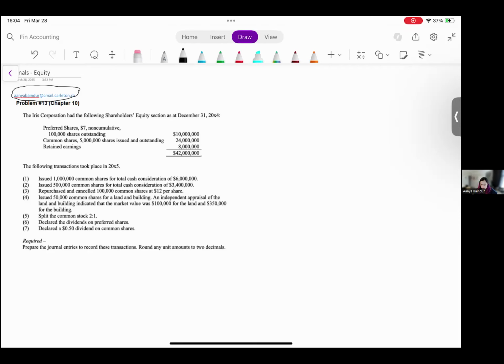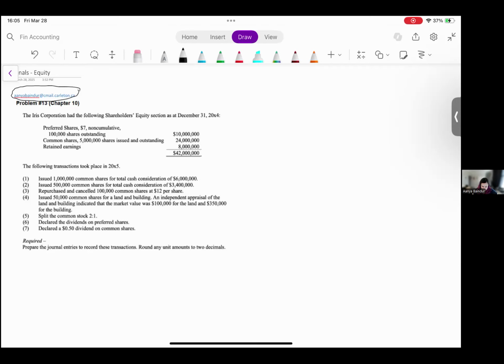So for these questions, we have common shares and we have preferred shares. The main difference between the two is that common shares get voting rights and preferred shares don't get voting rights. However, the dividends that preferred shares get are guaranteed, whereas common shares may or may not get dividends paid out to them. And we'll be keeping track of them separately.